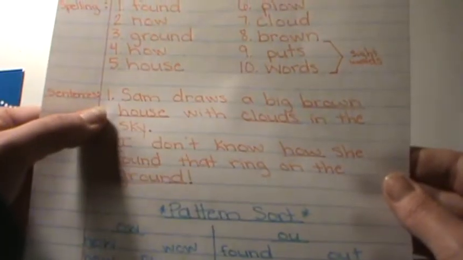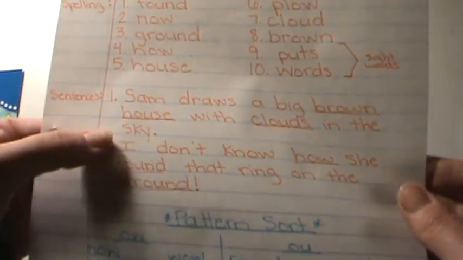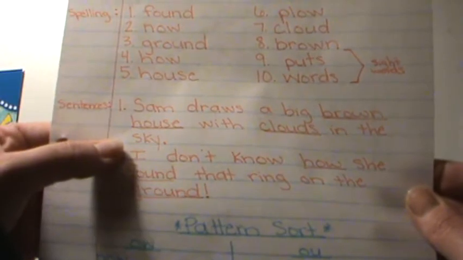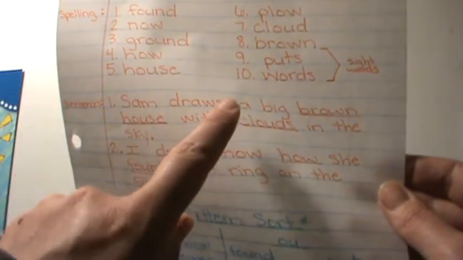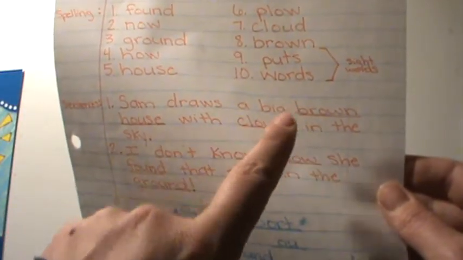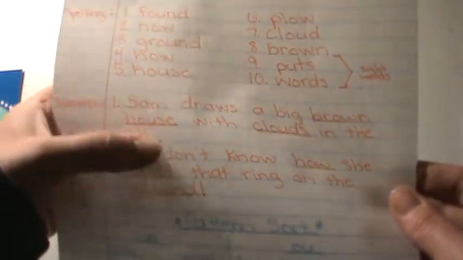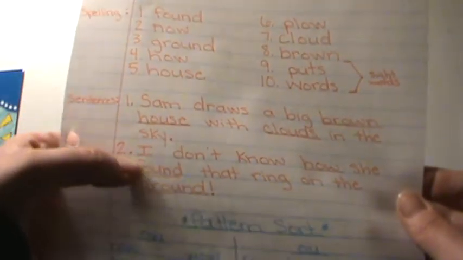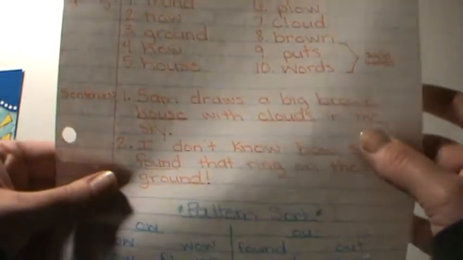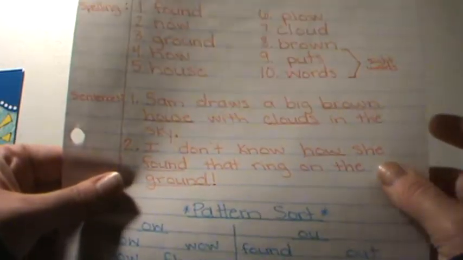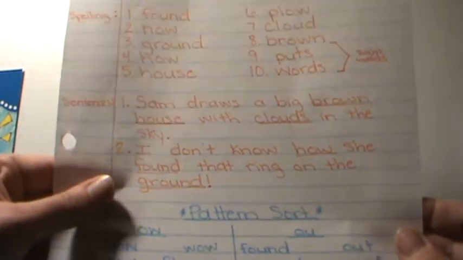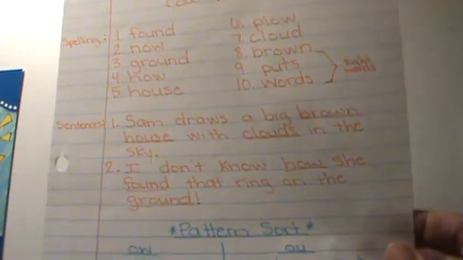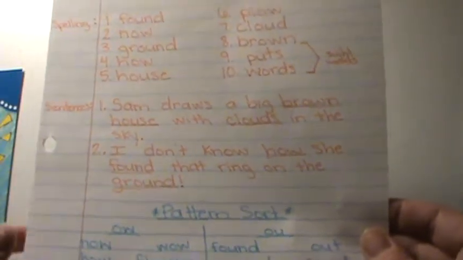Remember, on your sentences, you capitalize at the beginning of the sentence. You put a space between each of those words. You put your punctuation at the end. And you're working on spelling those spelling words correctly, but also any sight words that are very familiar. We want to be trying to spell all of the words correctly.